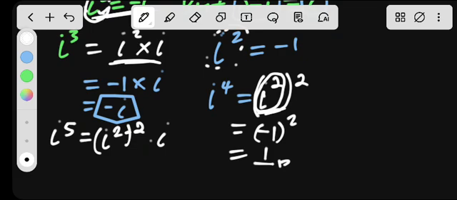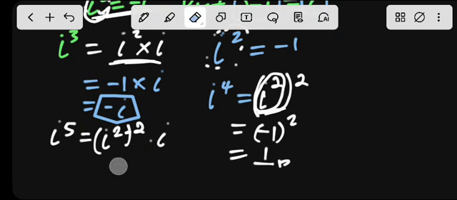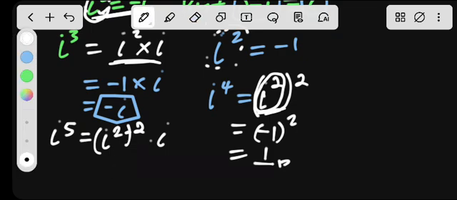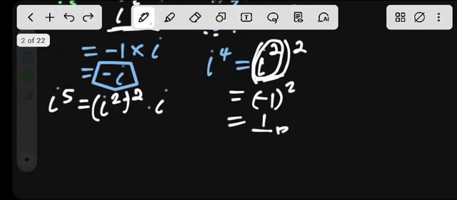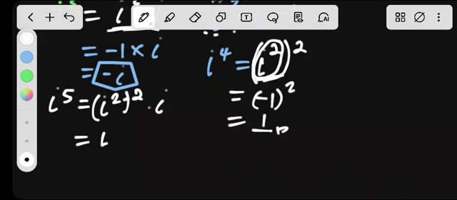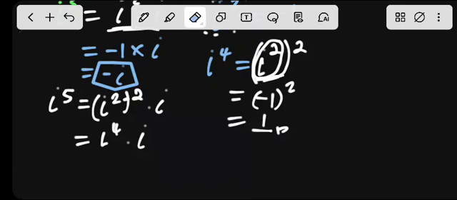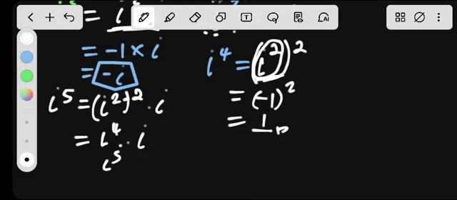It's up to you which method you prefer. But you can rewrite this to become this. You start by i, then you write like that. 4 multiplied by this is 4, so it returns back. This is the same as i raised to the power 4 multiplied by i. If you add the exponents, this will give us i raised to the power 5. So we have not changed anything.